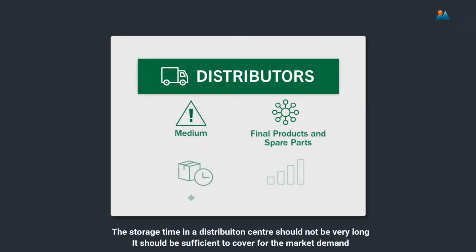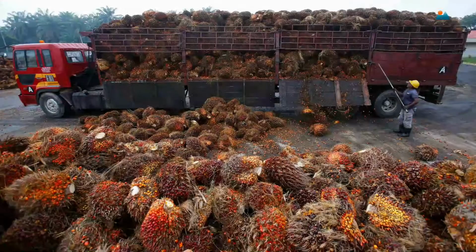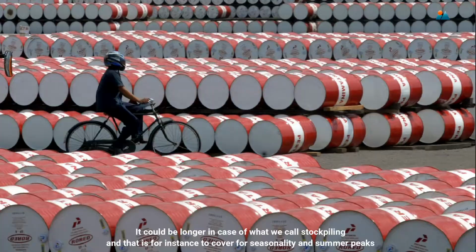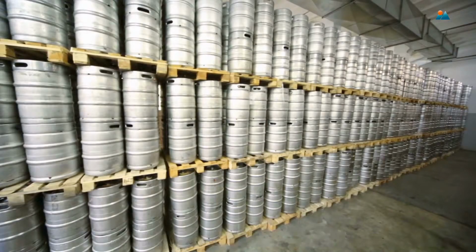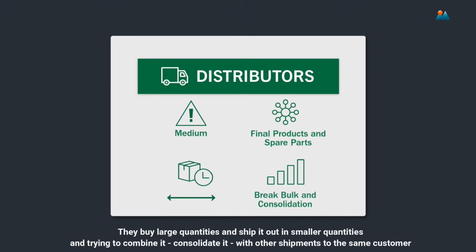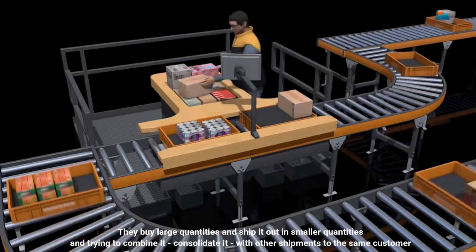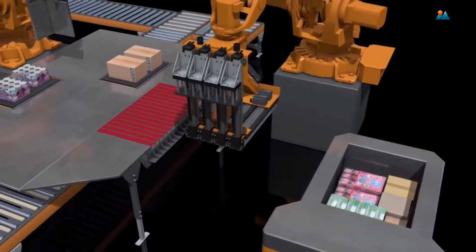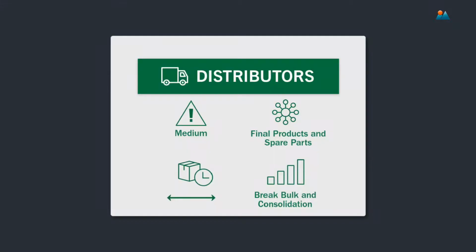The storage time in a distribution center should not be very long. It should be sufficient to cover for the market demand. It could be longer in case of what we call stockpiling, for instance to cover for seasonality and summer peaks. The typical activity of distribution companies is to break bulk and consolidation of goods. They buy large quantities and ship it out in smaller quantities, trying to combine it, consolidate it with other shipments to the same customer.